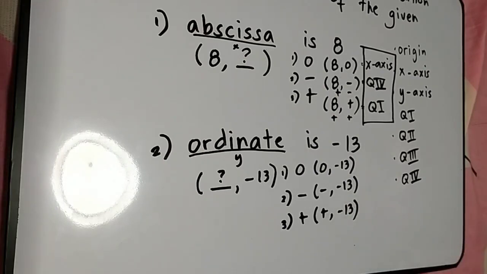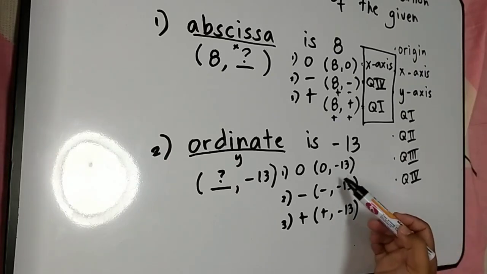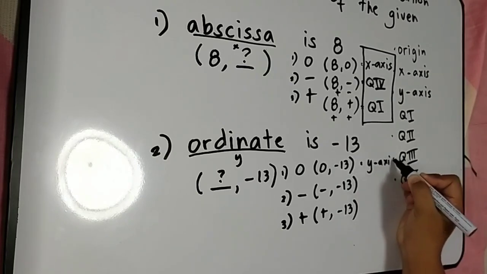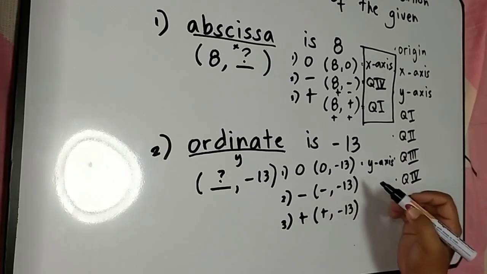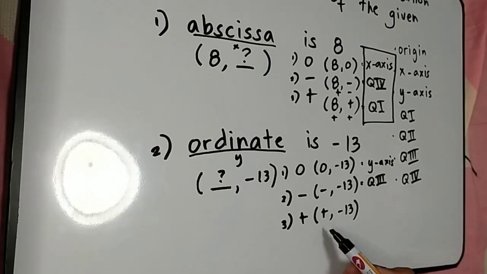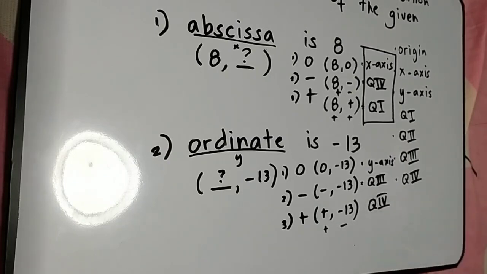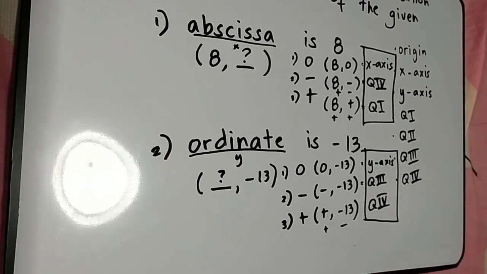Okay? Then after that, identify natin yung location. So, 0, negative 13. This time, si y lang yung may value. So, ang location ay naka y-axis. Then, here yung signs. Negative si x, negative din si y. So, negative, negative, that is under quadrant 3. Then, we have here positive si x, then negative 13, so negative si y, positive, negative, that is under quadrant 4. Therefore, the possible locations are y-axis, quadrant 3, and quadrant 4.